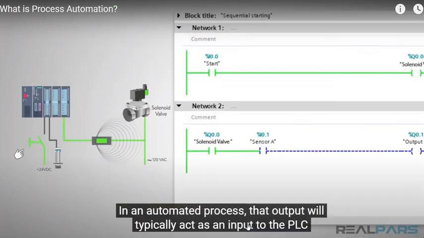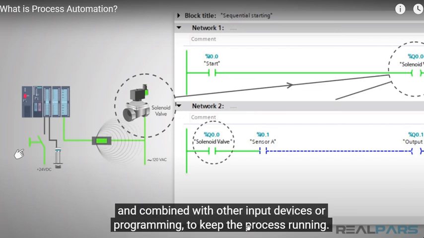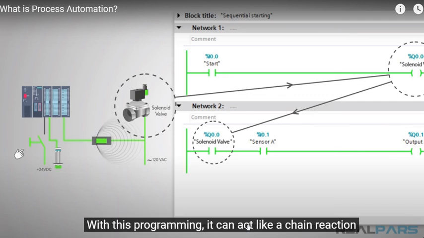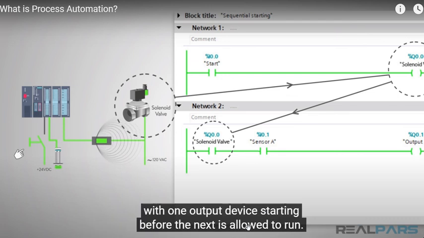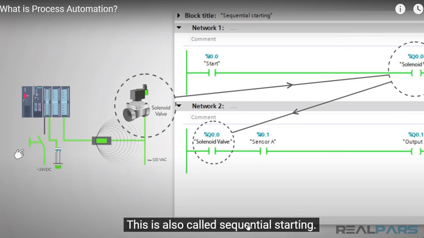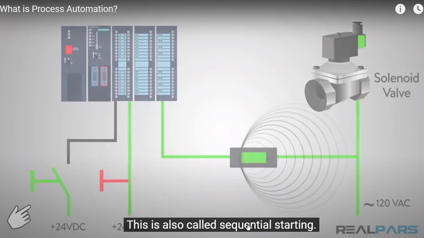In an automated process, that output will typically act as an input of the PLC and be combined with other input devices or programming to keep the process running. With this program, it can act like a chain reaction, with one output device starting before the next is allowed to run. This is also called sequential starting.